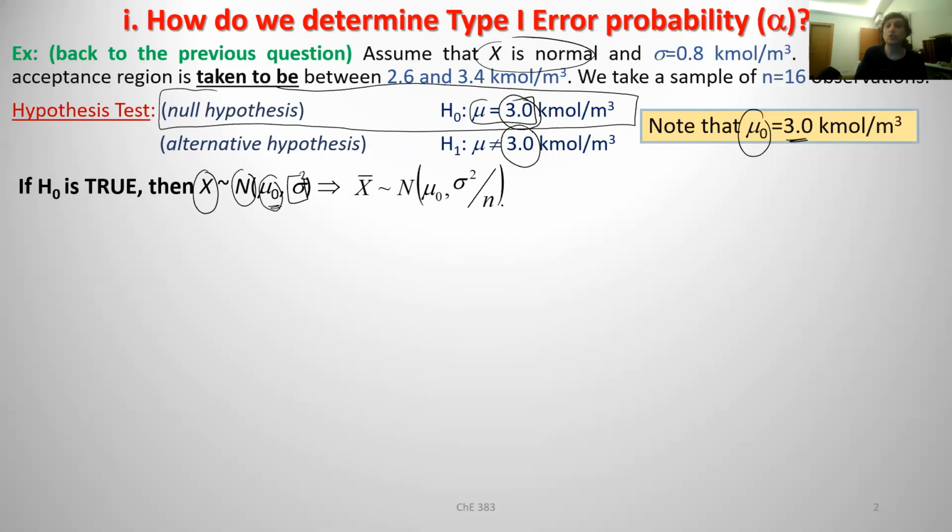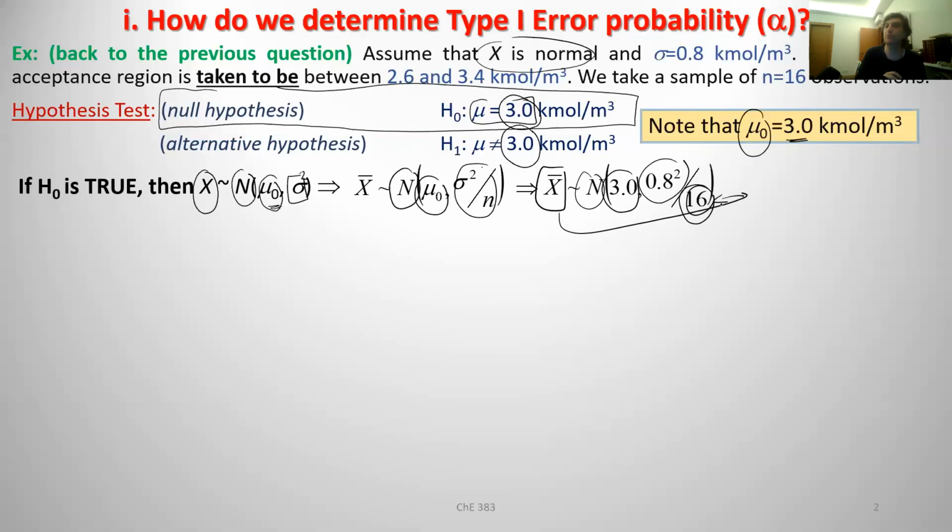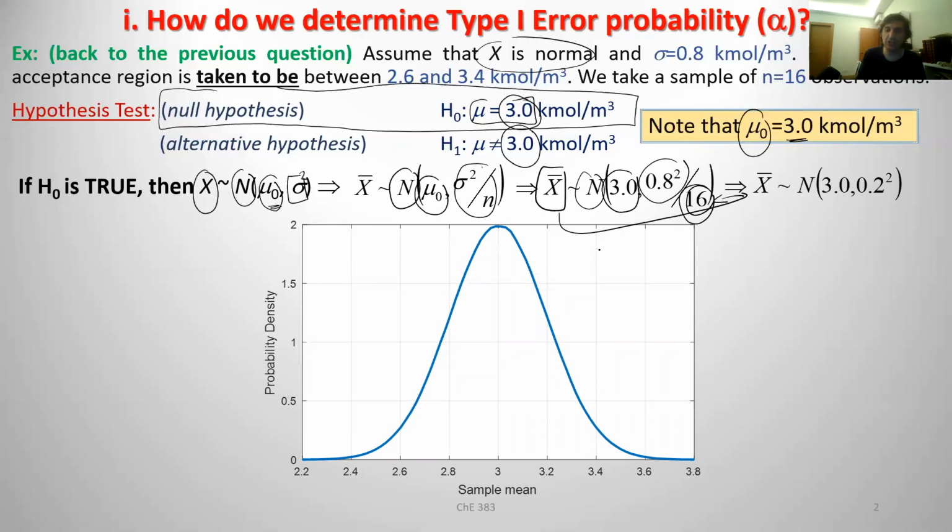So x bar is going to be again normal, because it's a linear combination of x. It's going to have mean mu0, because the expected value of x bar is the expected value of x, and the variance is going to be the population variance divided by n. Therefore, x bar is going to be normally distributed around 3, with the given variance divided by 16. 16 is the number of samples, and x bar is the sample average of those 16 observations. The result is given there, 3.0 and 0.2 to the power 2. The distribution, taken from MATLAB, is really going to look like this if the null hypothesis is true.